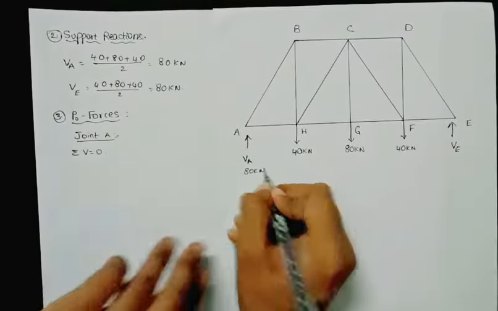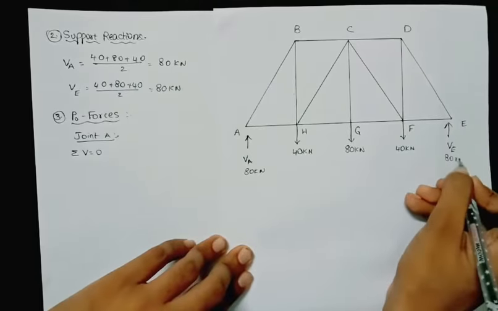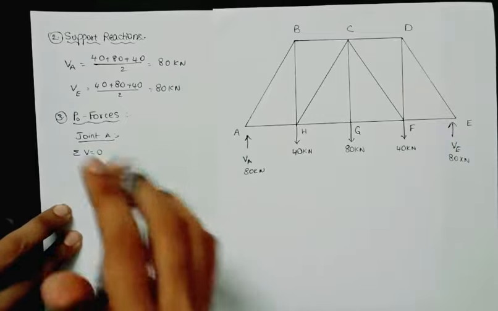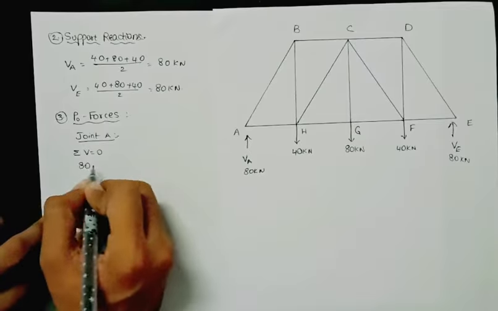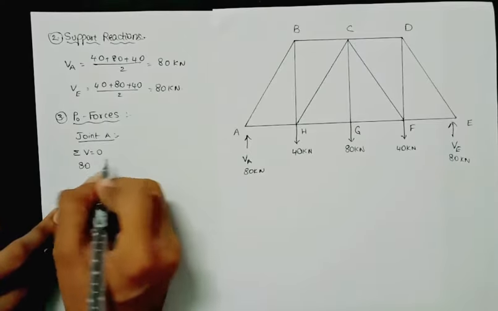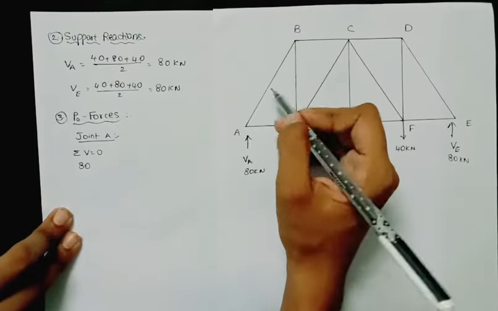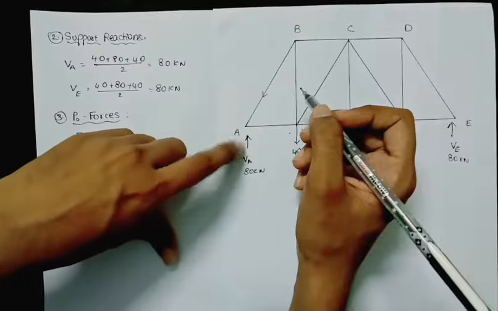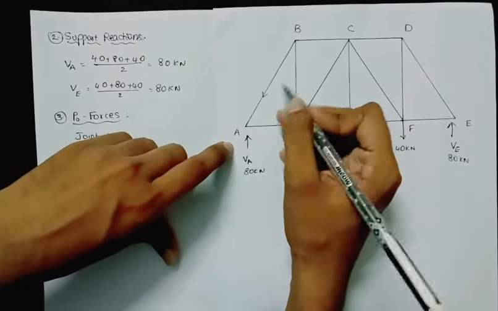So this is 80 kilonewton and this is also 80 kilonewton. So if I take joint A, this 80 kilonewton is towards upward. So plus 80. And next, assume the force in member AB in downward direction, because the reaction is in upward direction. Then you have to assume in downward direction.